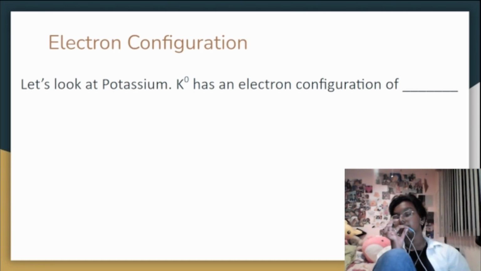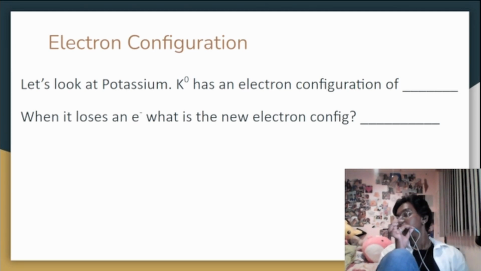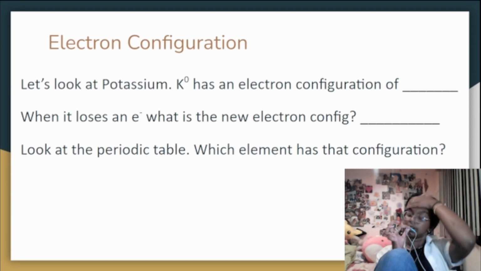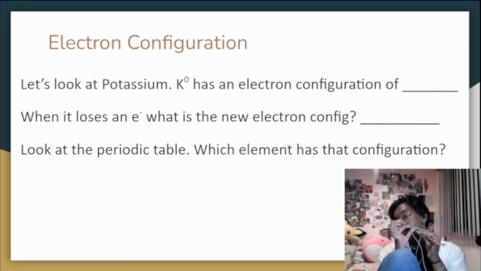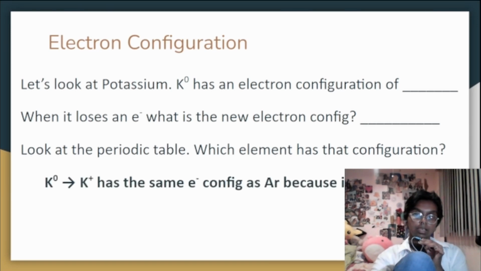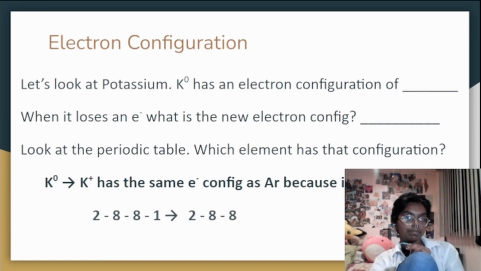Okay, electron configuration. So potassium has electron configuration, if you look on your periodic table, 2-8-8-1. Okay. So when it loses an electron, what's the new electron configuration? 2-8-8. And when you look at the periodic table, which element has the electron configuration of 2-8-8? It will be argon, Ar. So potassium with a positive charge has the same configuration as argon because it has lost an electron.